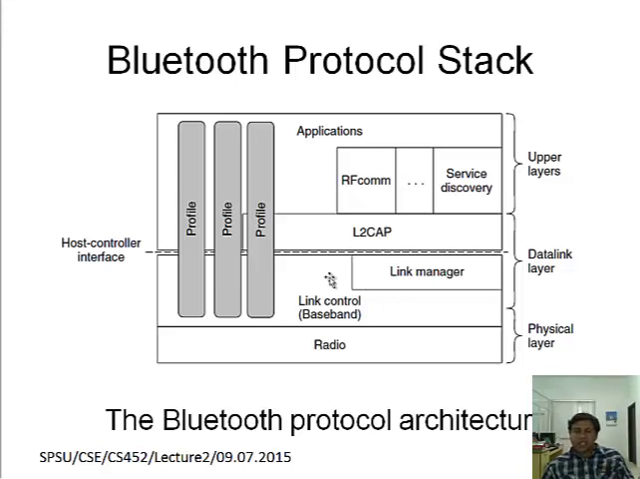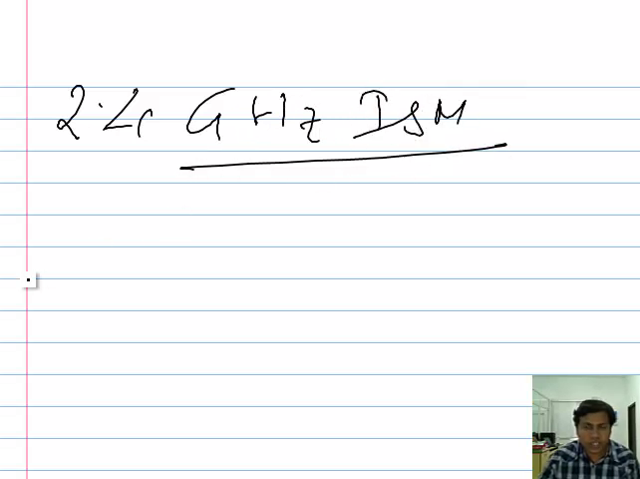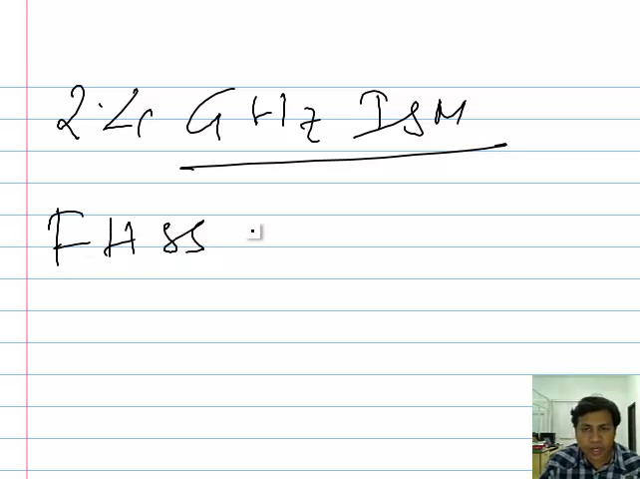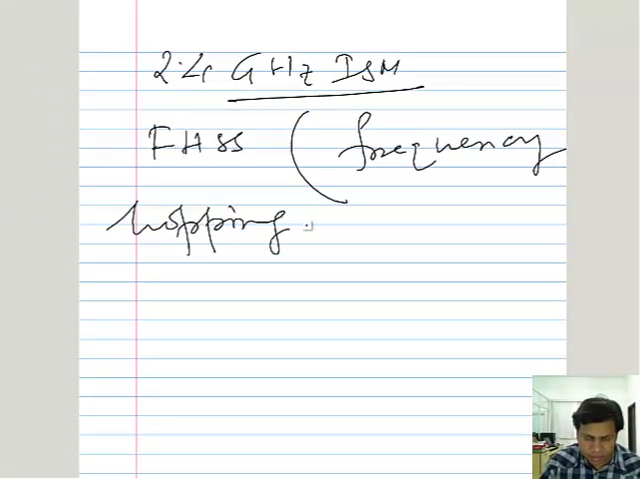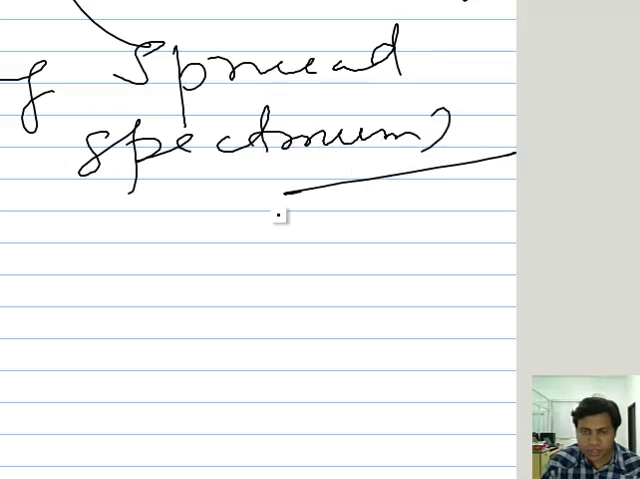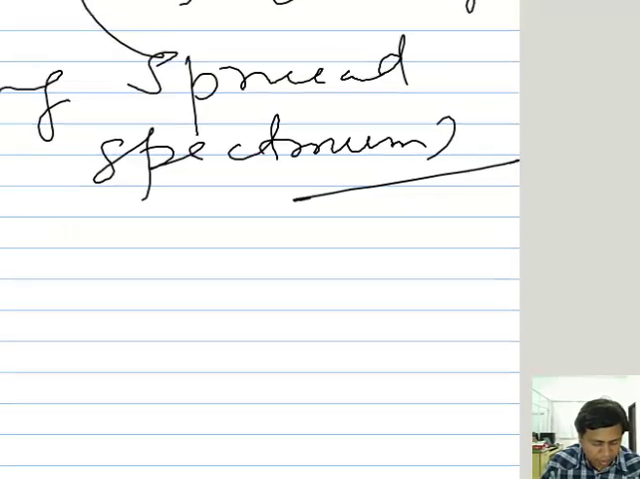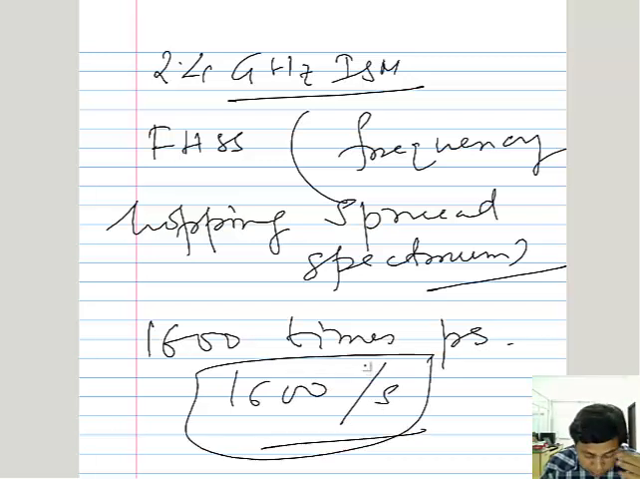After that, the next is the baseband layer. When we talk about band, here comes the bandwidth we have already discussed, the 2.4 gigahertz ISM band. Which frequency technique does it use? It uses FHSS. If you cannot remember, let me write it down: frequency hopping spread spectrum is the full form. Bluetooth has a hop rate of 1600 hops per second. This is the hop count of Bluetooth, which means the frequency is 1600 times per second.